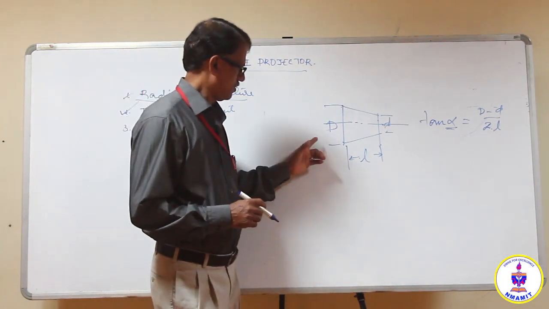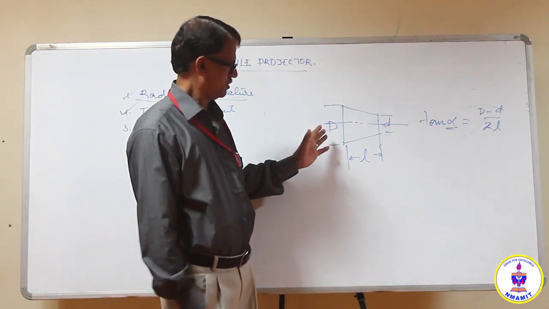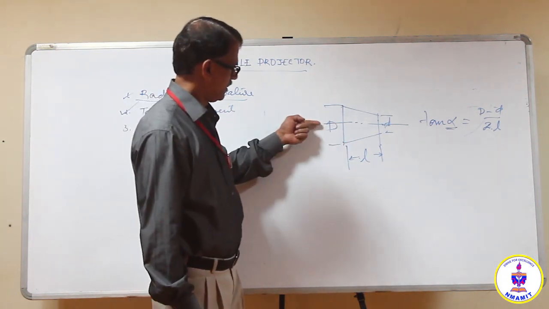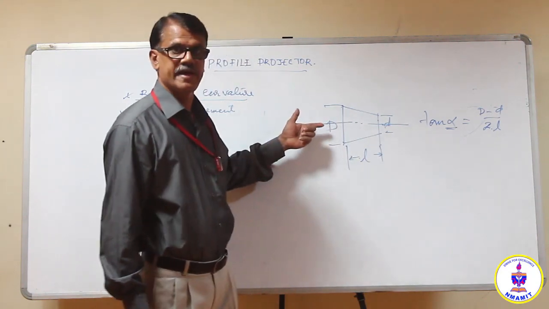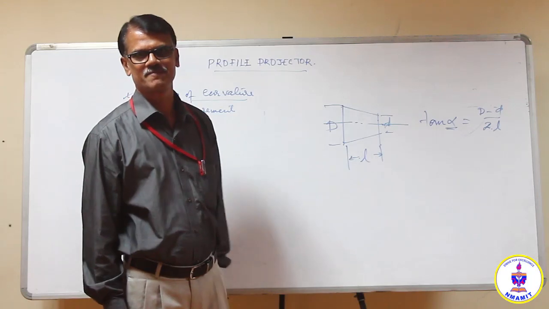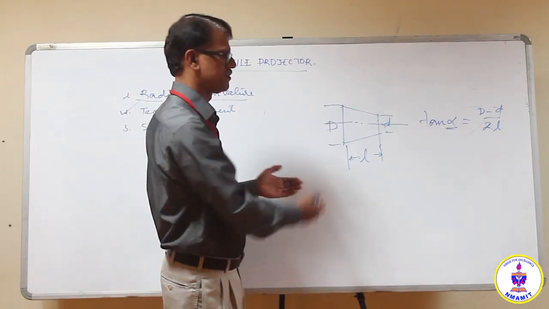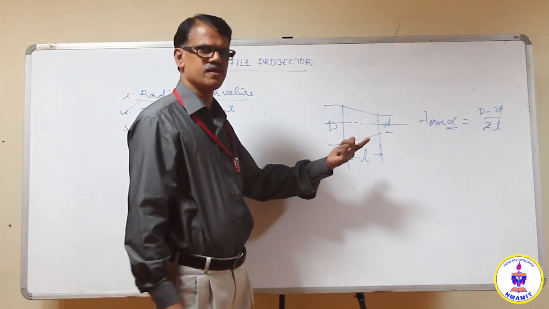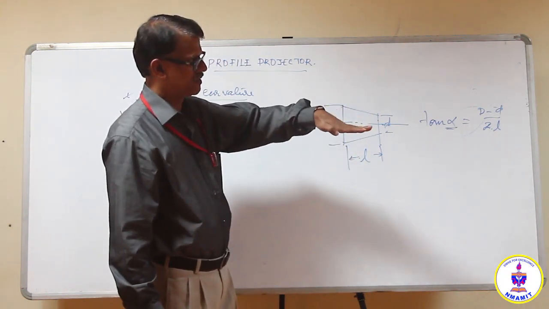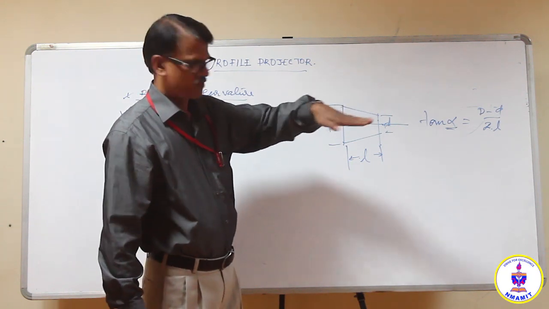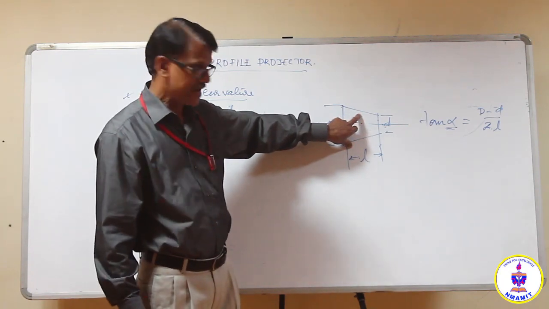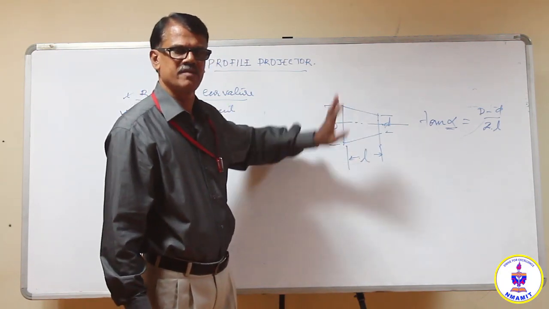Now, one important thing to be remembered while mounting the workpiece is that the axis of the specimen must coincide with the axis of the centers. That means it must be horizontal and parallel to the table surface. Otherwise, if it is slightly inclined here, you may not get the correct reading. When the axis is parallel to the table surface, coinciding with the axis of the centers here, the projector shadow will give the exact diameter.